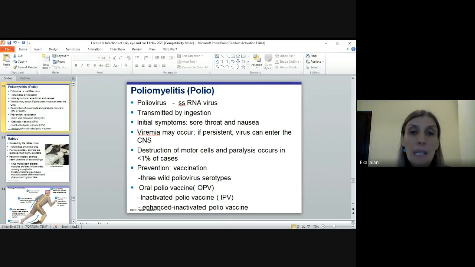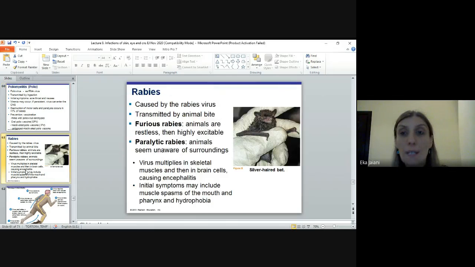In developed countries nowadays, only the inactivated vaccine is used because the live attenuated vaccine can revert to the virulent wild type and can cause paralytic polio in some vaccinated individuals. So that's why this is withdrawn in Western, so in developed countries. Now rabies, a very important viral disease. So I have to go faster.